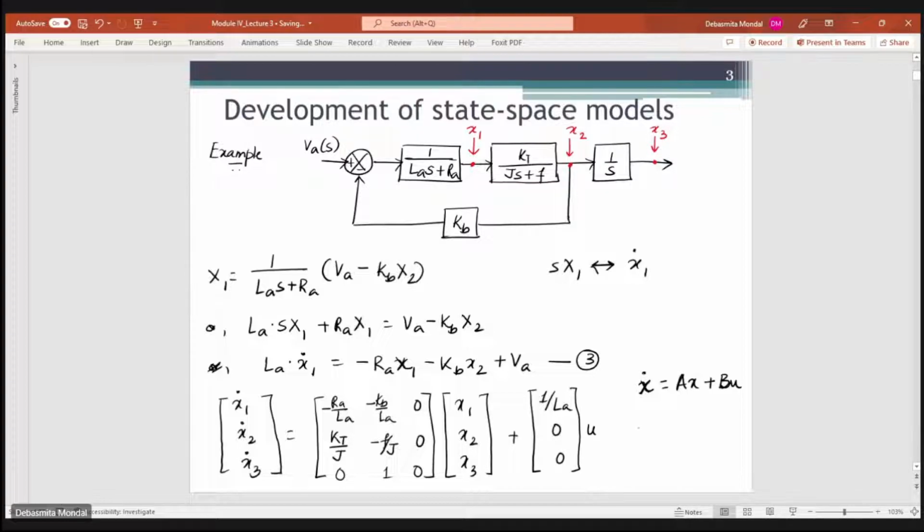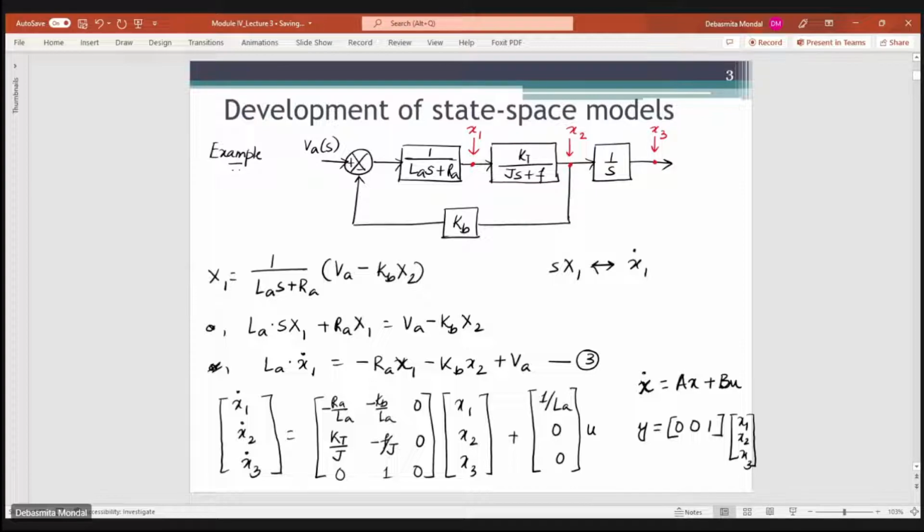So if you write y as your output, then your output is equal to x3. That means [0, 0, 1] times [x1, x2, x3]. Okay, so this is basically these two equations. This is the state equation and this is the output equation.